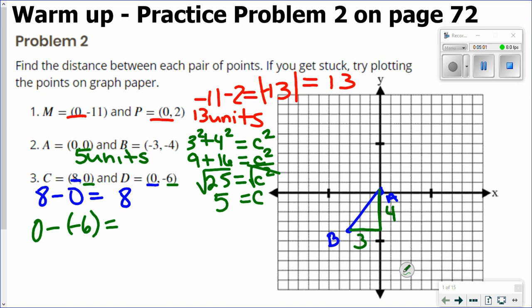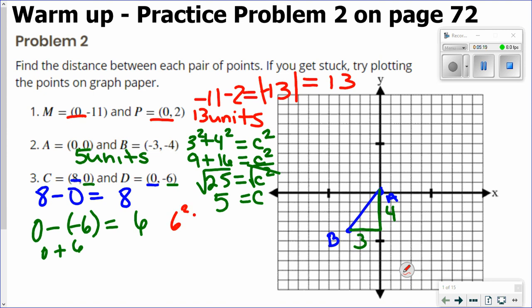Remember, whenever I subtract a negative, that's the same as saying 0 plus 6, so that is a change of 6 units. And again, it's positive, so I don't have to worry about absolute value there. So I know the two legs of the right triangle would be 8 and 6. So I can now take them and input them into Pythagorean's theorem.